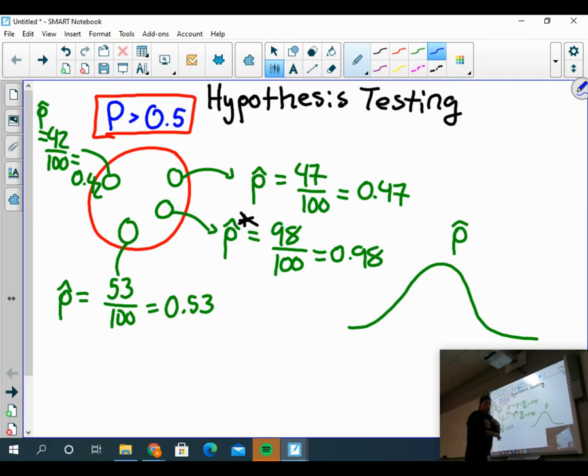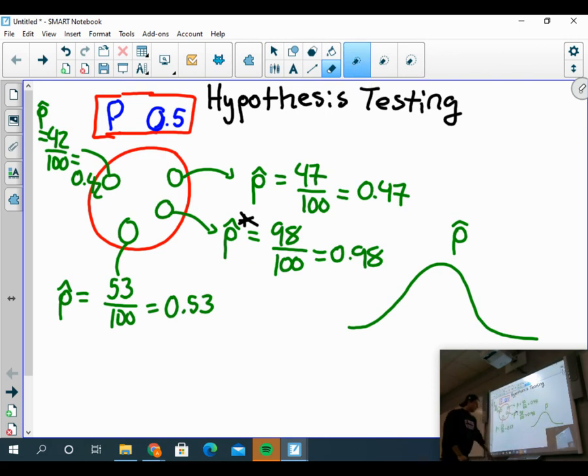Or if I got 2 out of 100 turned out to be heads, you're going to say, no way, it's got to be smaller. It's got to be smaller than 50% if out of these 100 flips, only 2 of them turn out to be heads. You are rejecting the traditionally held belief that 50% of the time when you flip a coin, it turns out to be heads.